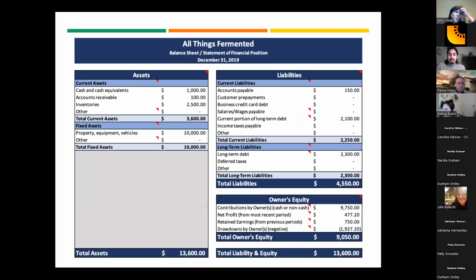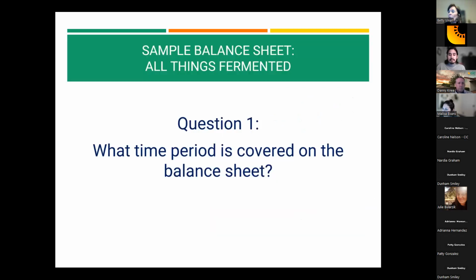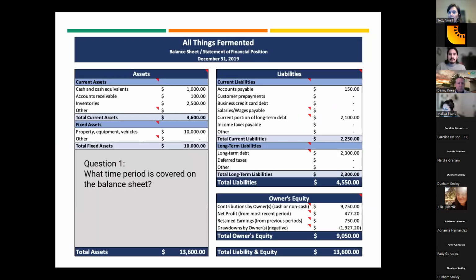So question 1 is, what time period is covered on the balance sheet? So we go back to our balance sheet, and we're going to look for the time period. Does anybody have an idea what the time period is?